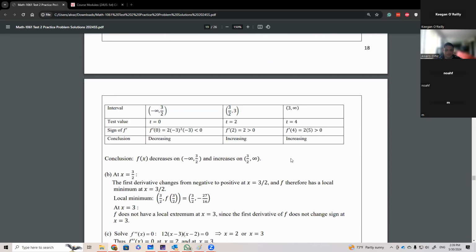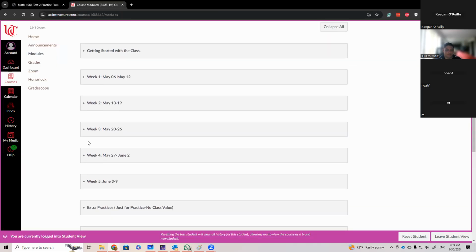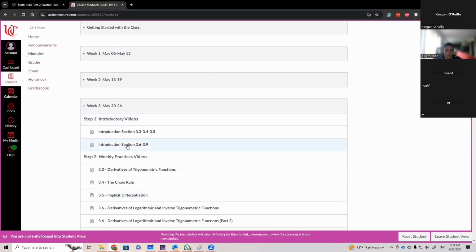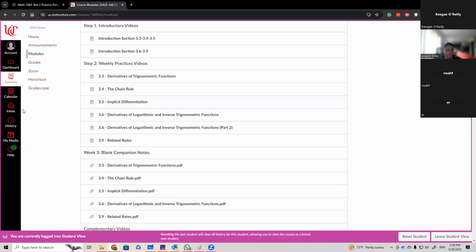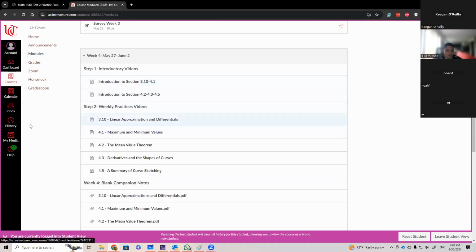All right. So for the most part, remember that the topics included on these exams are everything from weeks 3 and 4, which is pretty much a lot. We have implicit differentiation, chain rule, trigonometric functions, logarithmic and inverse trigonometric functions, and then we're jumping to linearization, linear approximation, maximums and minimums, mean value theorem, and curve sketching.